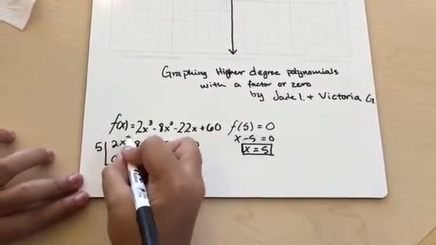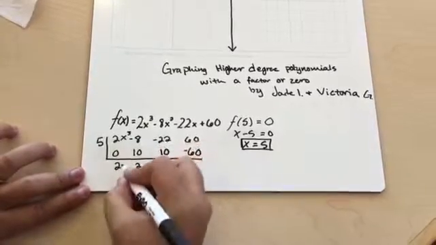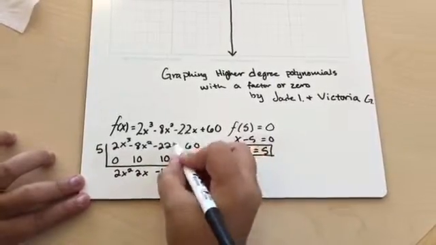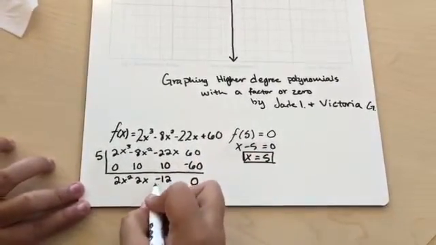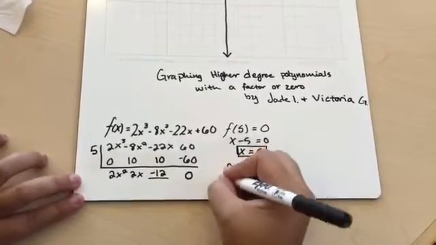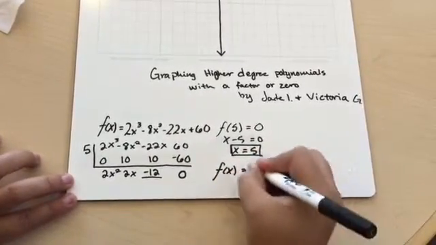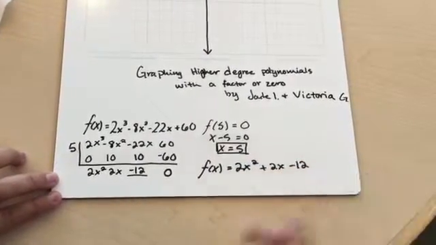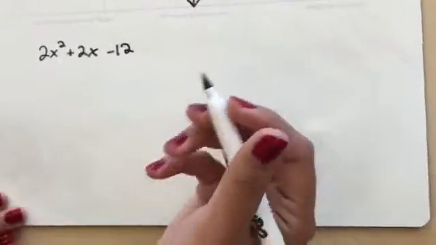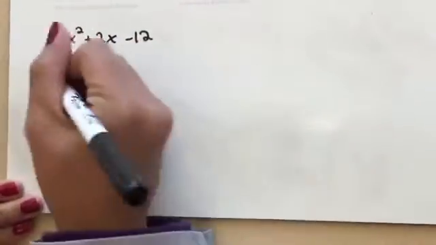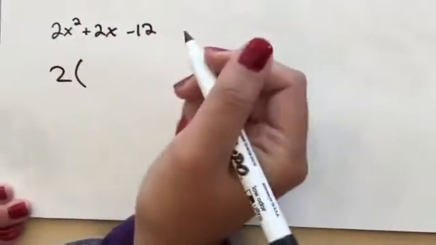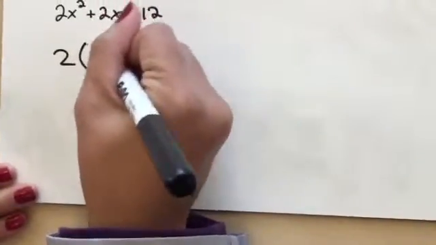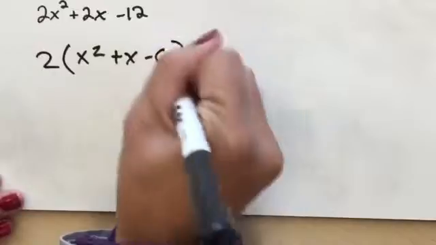So this was x cubed, and you're going to subtract that exponent so that that would become x squared. This was x squared, that's going to become x. And since this was x, this is just going to become a number by itself. So now your new equation is f of x is equal to 2x squared plus 2x minus 12. You're going to factor your new equation by factoring out 2. And to get your new equation, you will have to put x squared plus x minus 6 into these parentheses.